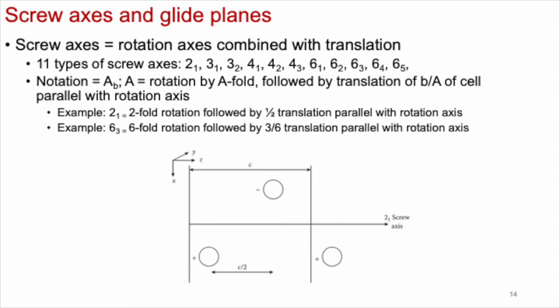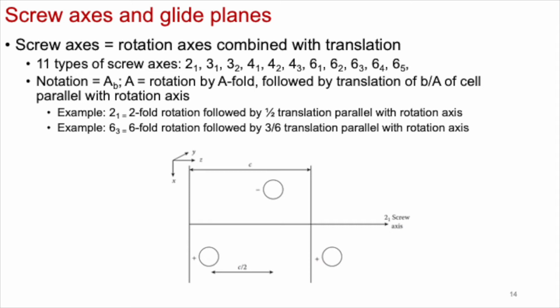All that means is that you're going to perform an A-fold rotation. So in the example here, 2 sub 1, that means you're doing a 2-fold rotation. You're rotating by 180 degrees. And then you follow that by a translation of the ratio B divided by A along that axis. So if you have a screw axis along the A direction, B direction, or C direction, depending on where the notation is in the space group notation, that's what you do.